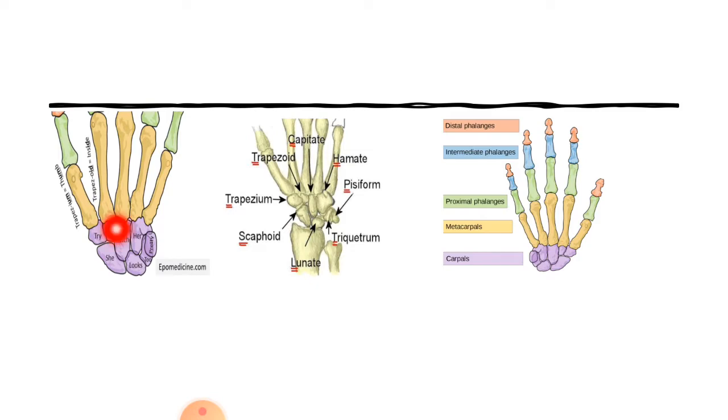Next we have the carpal bones, and the carpal bones are arranged in a distal row and a proximal row, and each row will contain 4 carpal bones, and this is a mnemonic for you to memorize the sequence of the carpal bones.